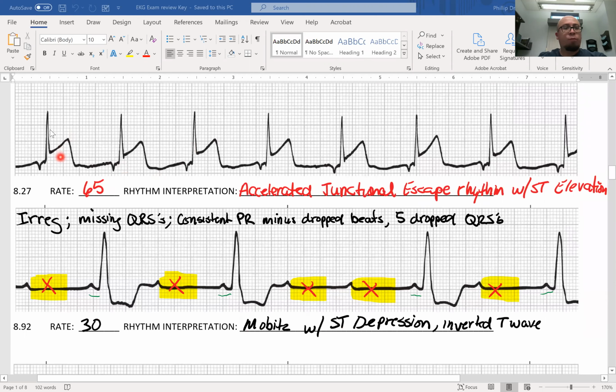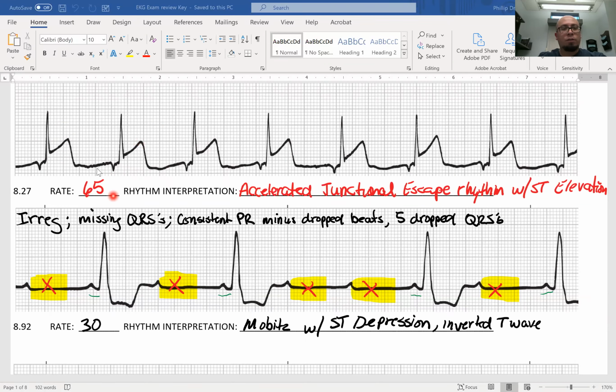This one here in 8.27, we have a regular rhythm, regularity all the way across. Use your index card. Then when you're checking for your waves, you notice that you have an inverted P wave in every single one of these beats, meaning it's coming from the junction. We have a QRS and an elevated ST segment.